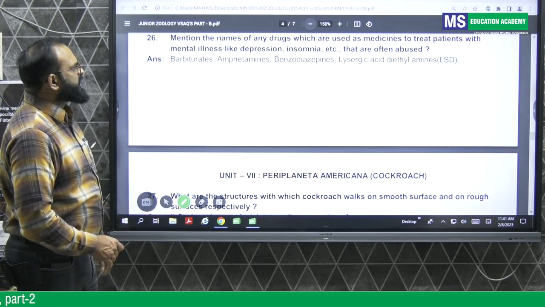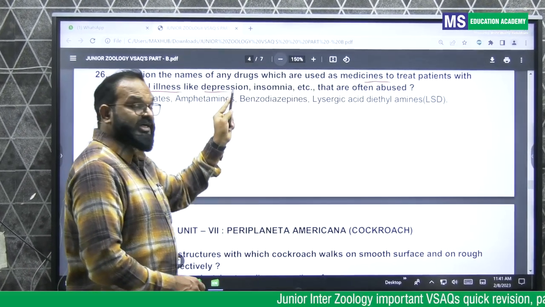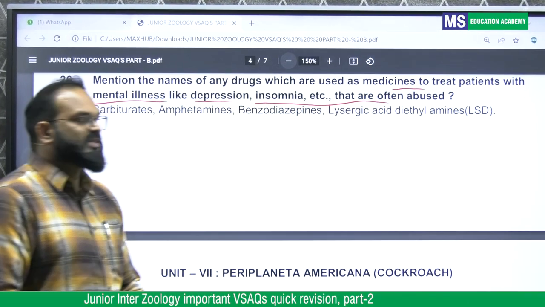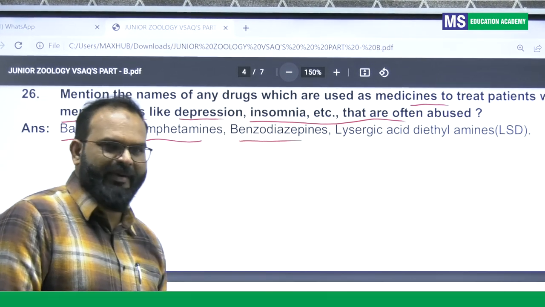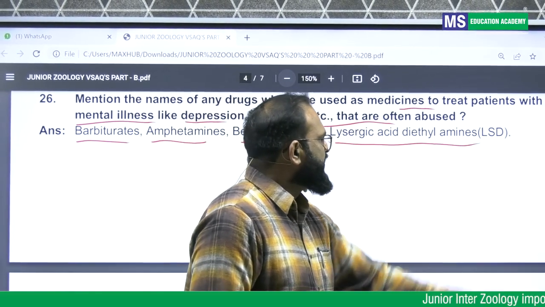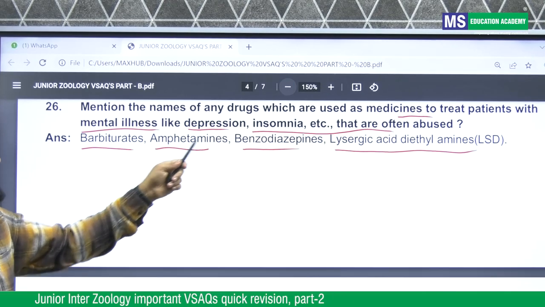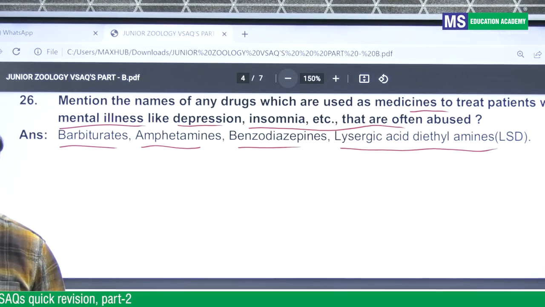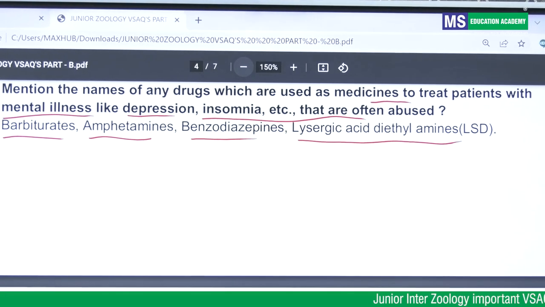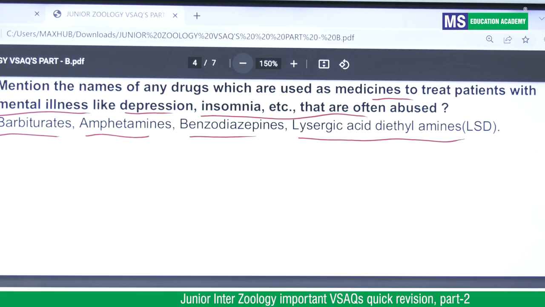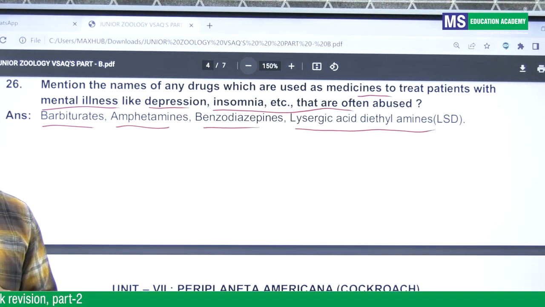Mention the names of any drugs which are used as medicines to treat patients with mental illness like depression, insomnia, etc., that are often abused. Example: barbiturates, amphetamines, benzodiazepines, LSD (lysergic acid diethylamide). I repeat once more: barbiturates, amphetamines, benzodiazepines, LSD. Please remember this. These are the drugs which are used to treat patients suffering from mental illness. Insomnia is sleeplessness. With that, we have completed two important topics, students.